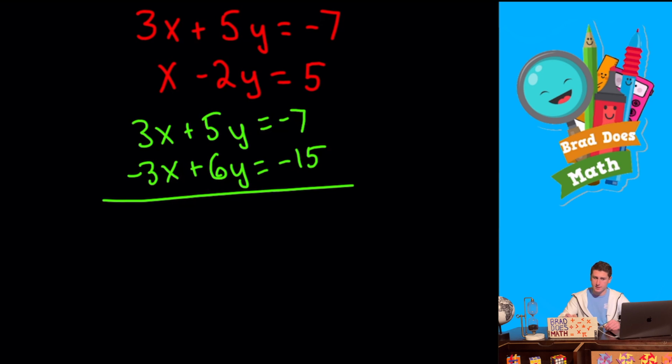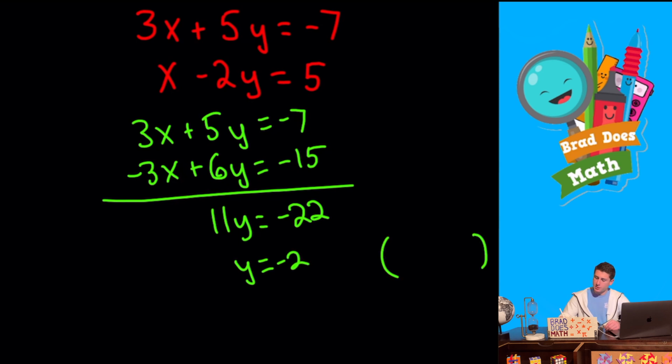3x and negative 3x gets me 0. They're eliminated. And then 5y and 6y get me 11y. Then negative 7 and negative 15. Don't forget you're adding. So negative 7 plus negative 15 is negative 22. And y is just negative 2.